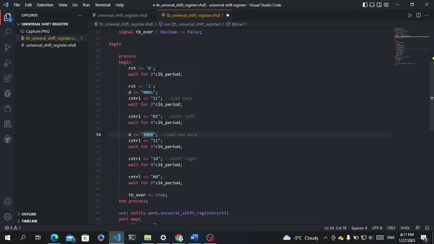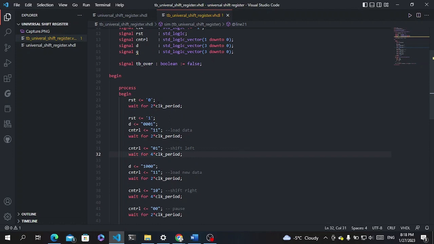Then we load another input, with 1 being the MSB this time, where we're supposed to observe, and we set our control to 1, 1, 1, which means we'll be loading our new data, and then we wait for 2 clock cycles. We set our control to 1, 0, which will be shifting to the right, and then we have a control signal for the pause, where after we shift, our output will remain constant even though our clock cycle is running. And then finally we end our simulation.